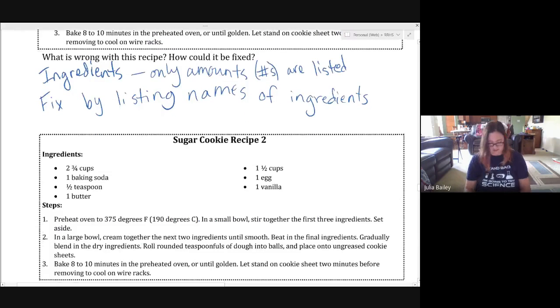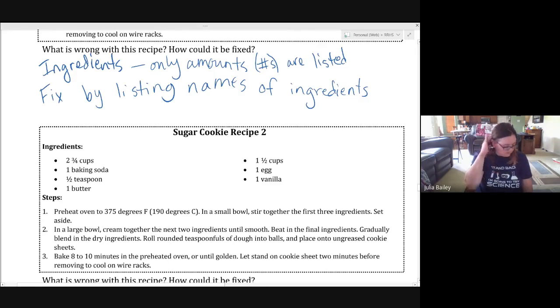Okay, we look at the next one. Okay, this is a little better. We got 2 3/4 cups. We have 1 baking soda, 1/2 of a teaspoon. We have 1 butter, 1 1/2 cups, 1 egg, and 1 vanilla. This is better.